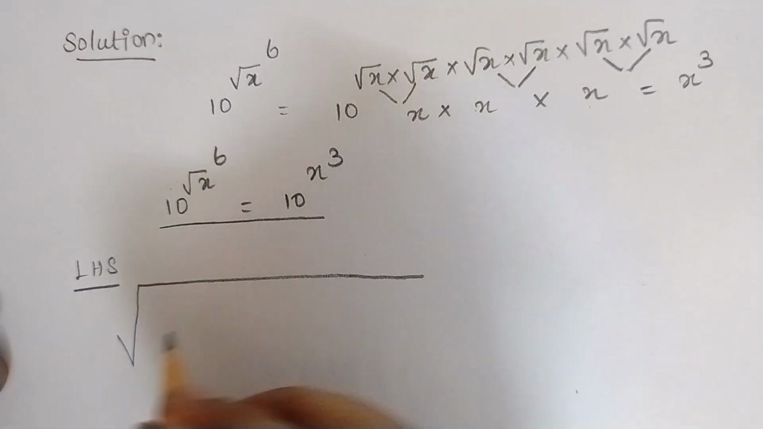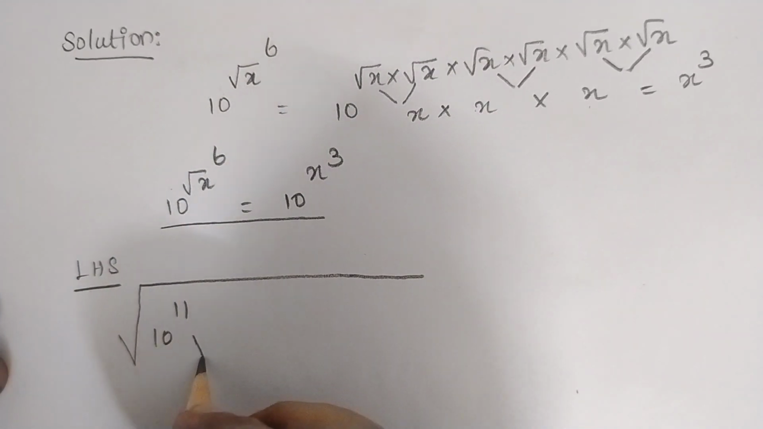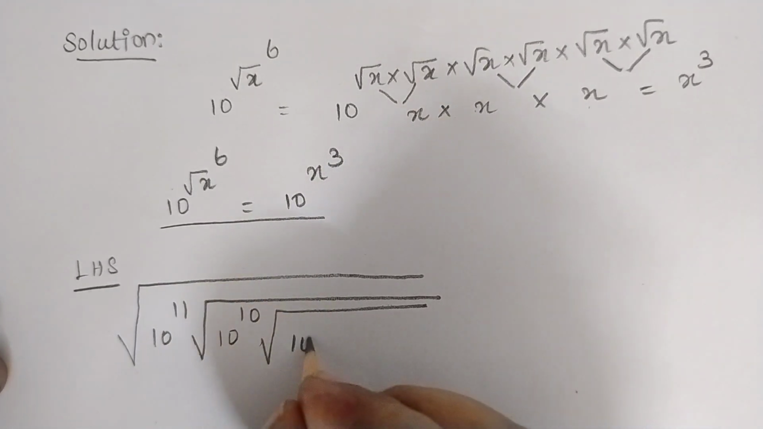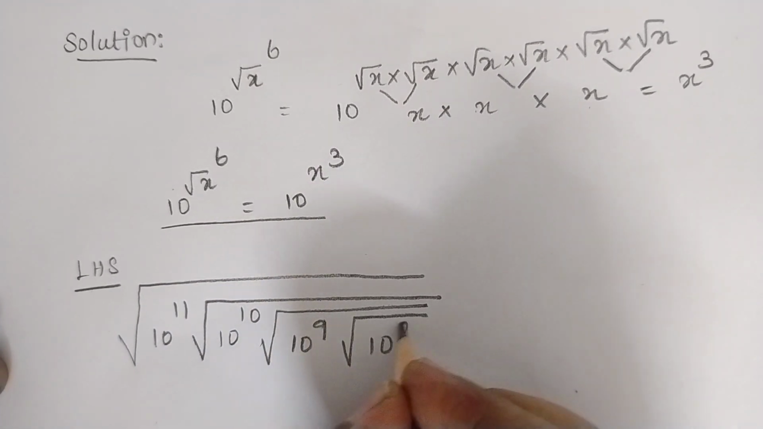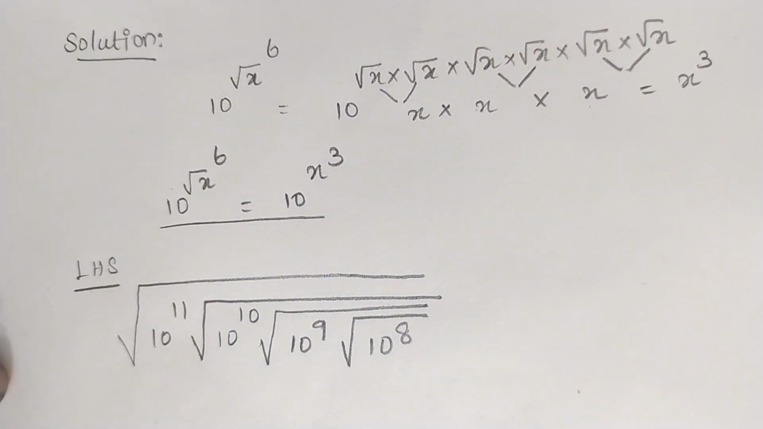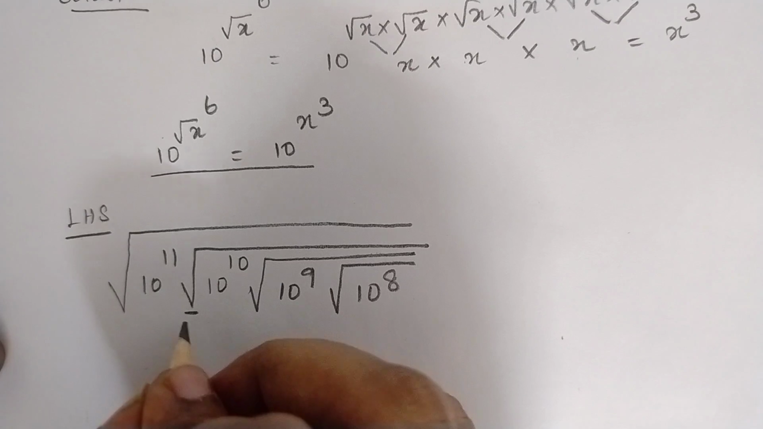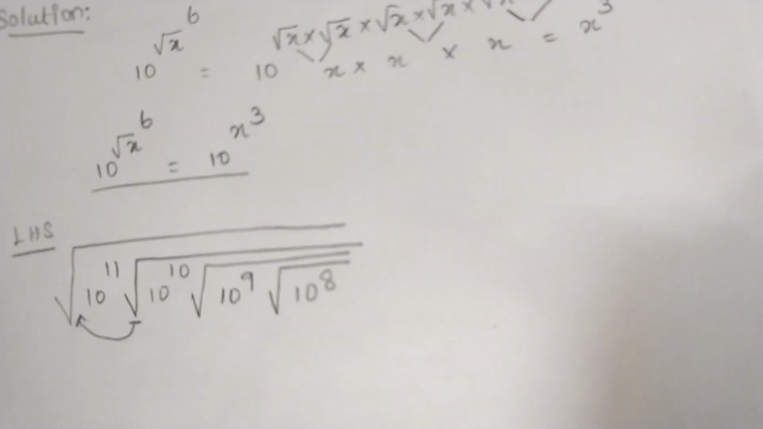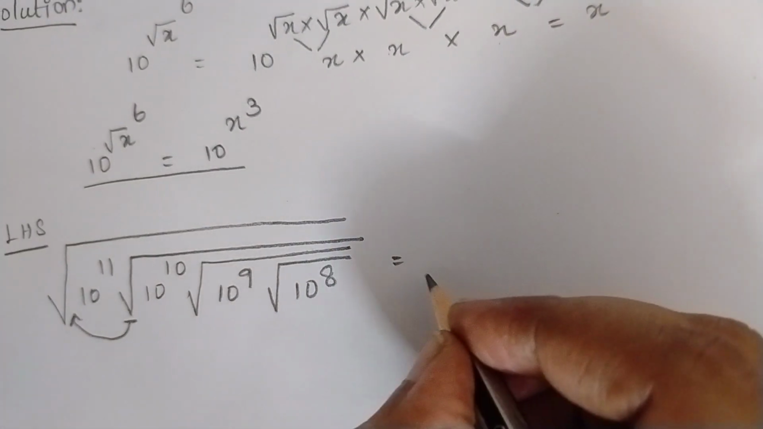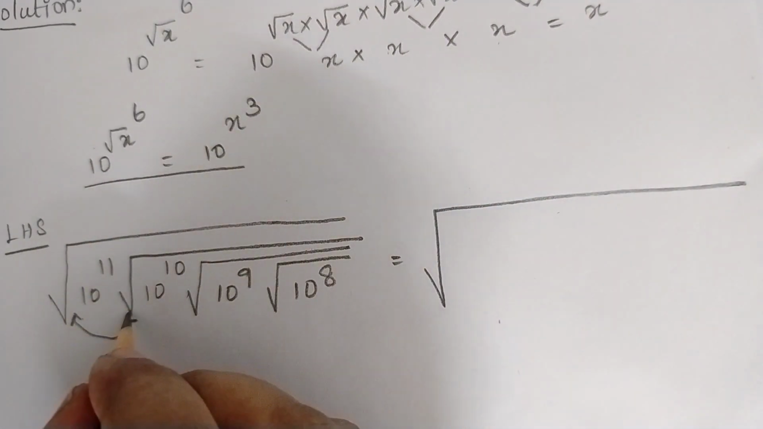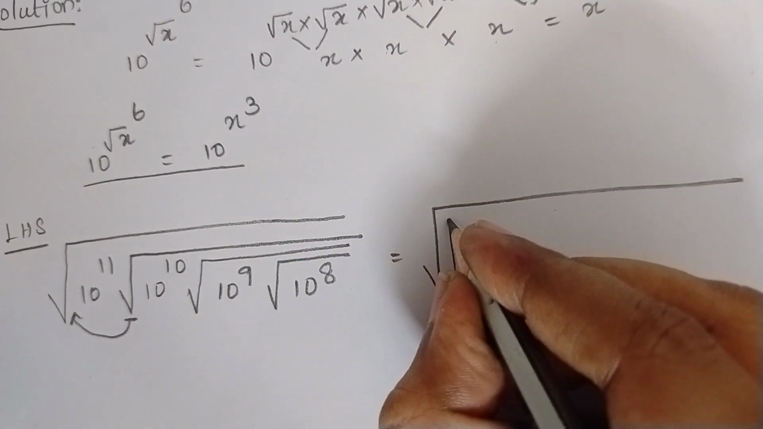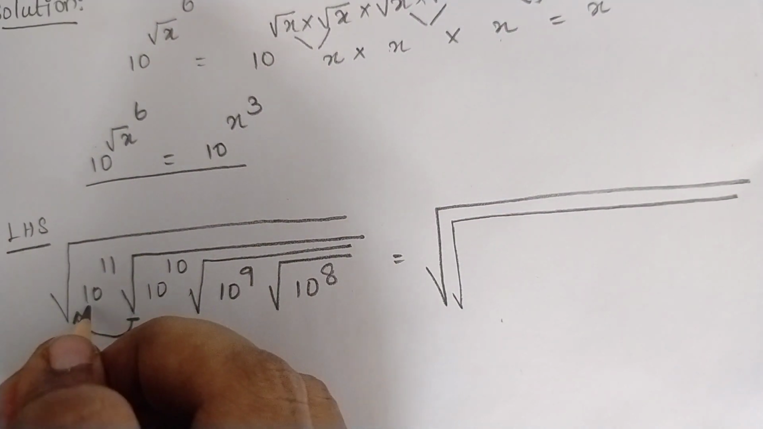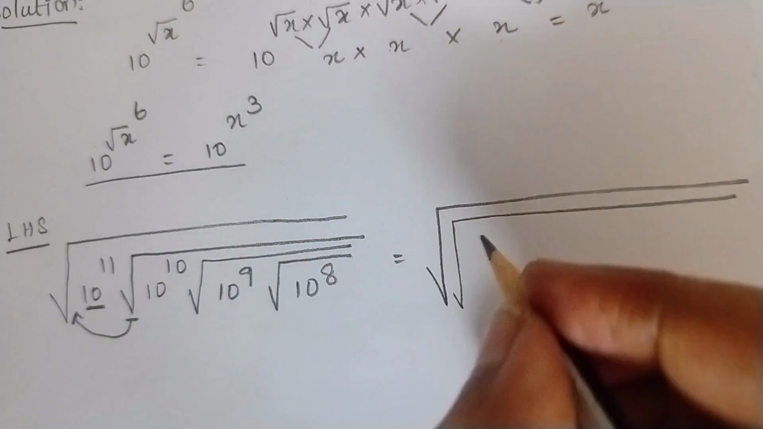root of 10 power 11 root of 10 power 10 root of 10 power 9 root of 10 power 8. This is what. The first step, I need to shift this root towards here. So, if the first step is this, so now which is equal to, put that root here. I'm going to shift this root here. So the root gets shifted. Then, if this root is shifted here, then this term gets squared. This is for the first step.